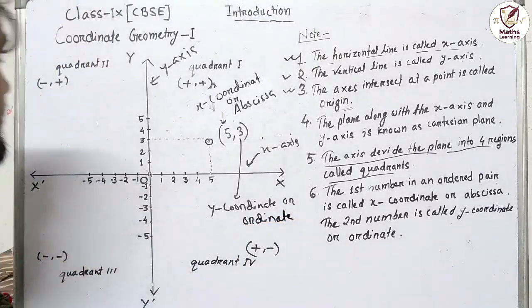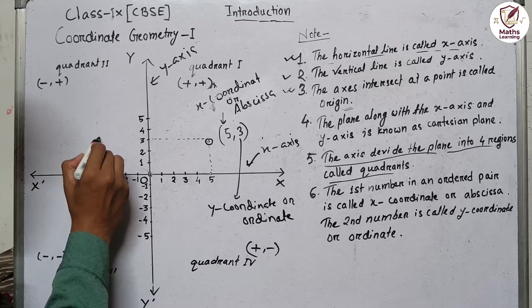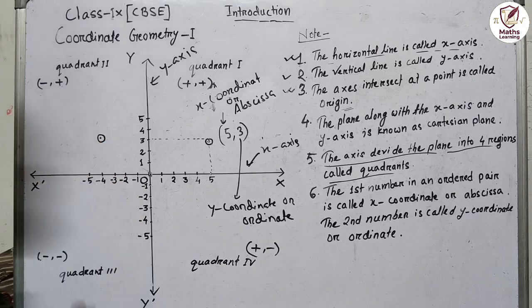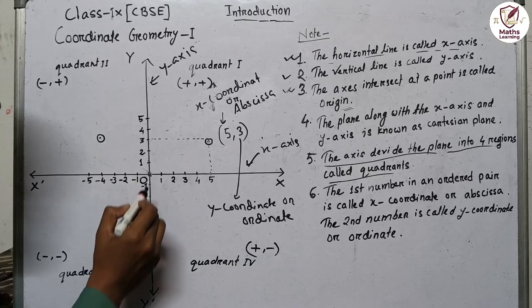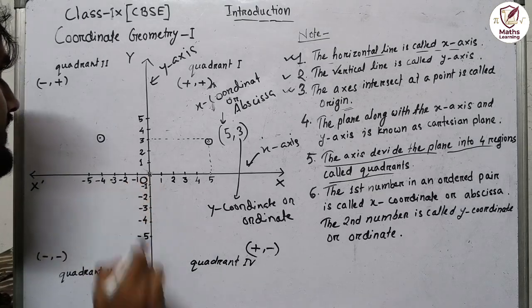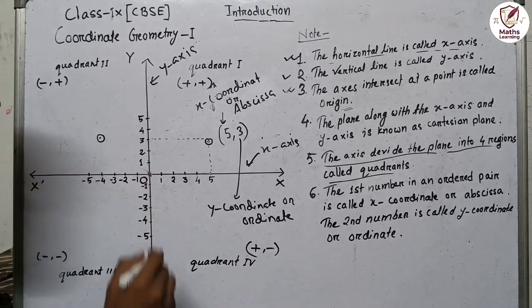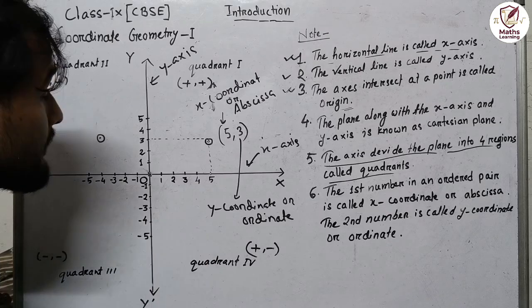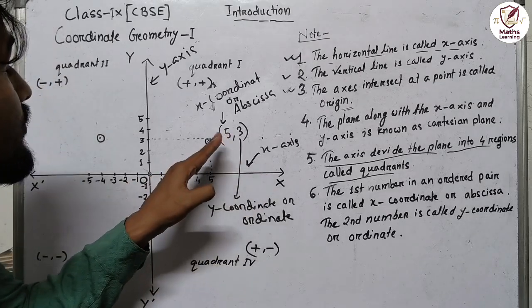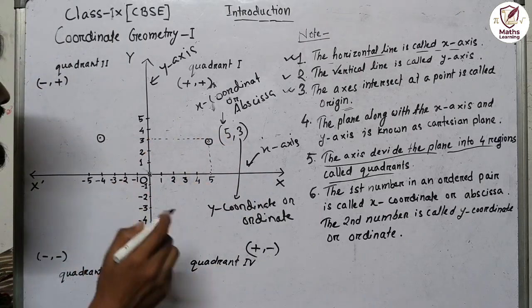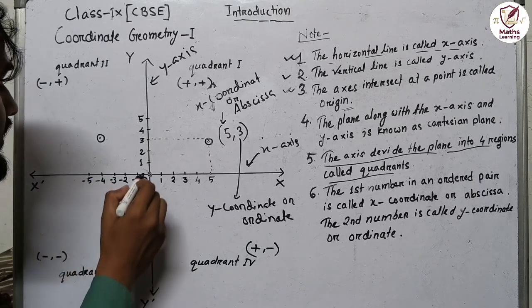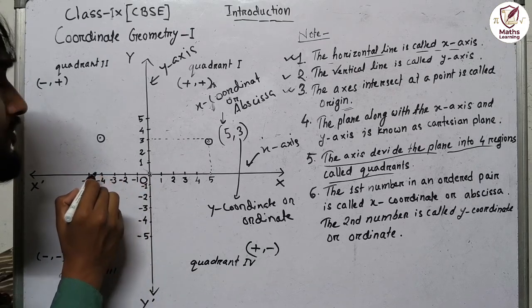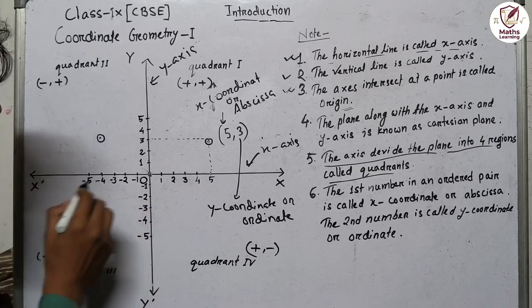Now I am giving another example. Suppose there is a point here. How shall we reach there? We always start from origin. Origin के बाद अब हम पॉजिटिव डायरेक्शन में जाएंगे तो we can't reach the point. That's why we have to go through the negative direction of the x-axis. In the negative direction of the x-axis we have to reach 4 units on the left side.